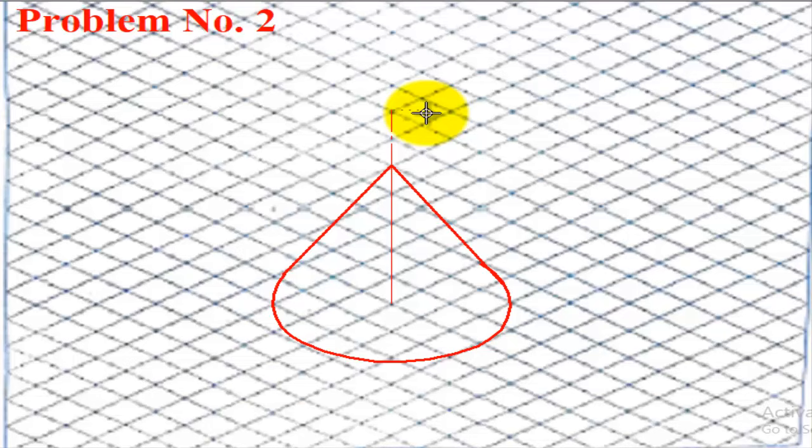But we know that while constructing the circle, we need to make a square box with the diameter that was given. Here the diameter given is 40 mm, so we need to construct a square box of 40. So how do we construct that? You can take a thin line from the center, along with the inclined lines, and first we need to get the midpoints.